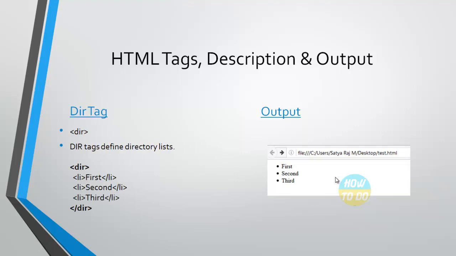Next comes the dir tag. Dir tag defines a directory list, and this is the syntax wherein you will be using the dir tag, and this is the output, first, second and third. So the list is created over here and the directory is mentioned in this particular way. So this is all about the dir tag.